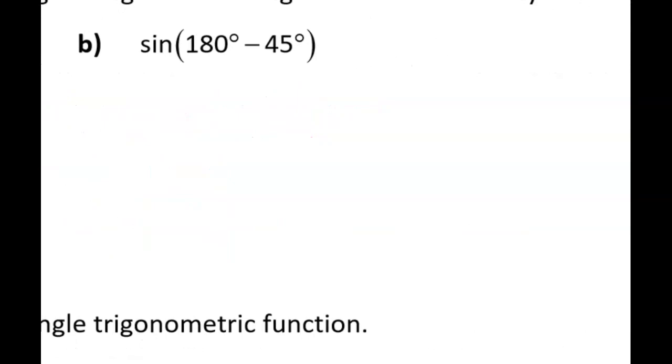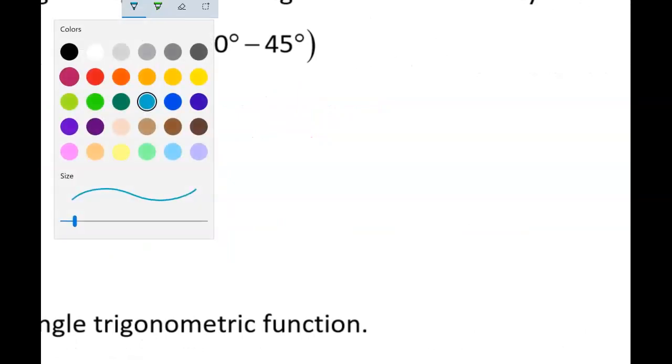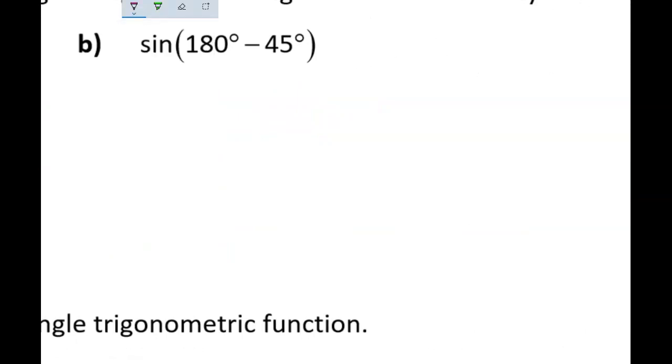We have sine of 180 minus 45. So let's evaluate that using the sine of the angle difference formula. Sine of A minus B is sine A cosine, oops, I need to put my A in there. A is 180, right? So sine of A cosine of B minus cosine of A sine of B.